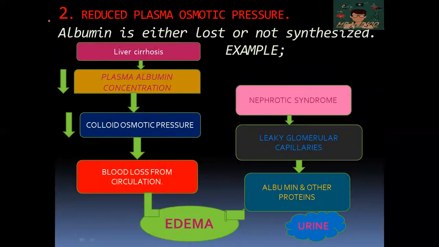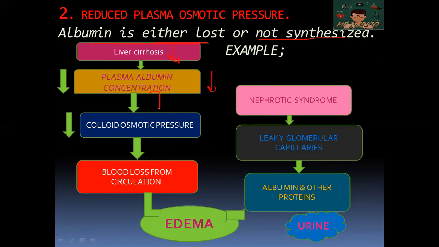Now the second factor causing edema is reduced plasma osmotic pressure. The plasma osmotic pressure is reduced due to two reasons. The first, there is a loss of albumin, or the second reason is there is reduced synthesis of albumin. For example, in liver cirrhosis, the liver is not able to form the exact amount of albumin, due to which the albumin concentration in blood gets reduced. The plasma albumin concentration is reduced.